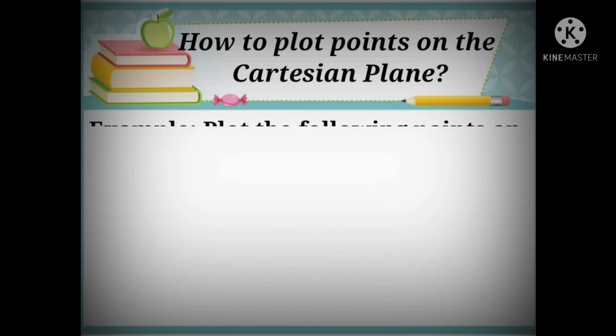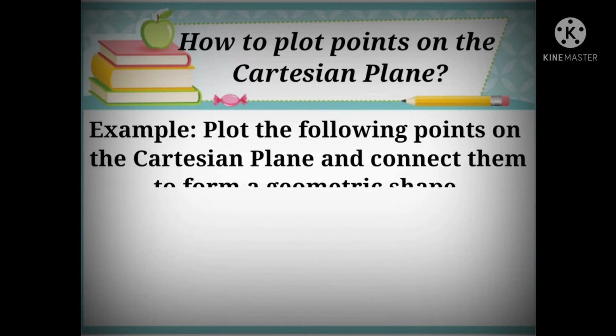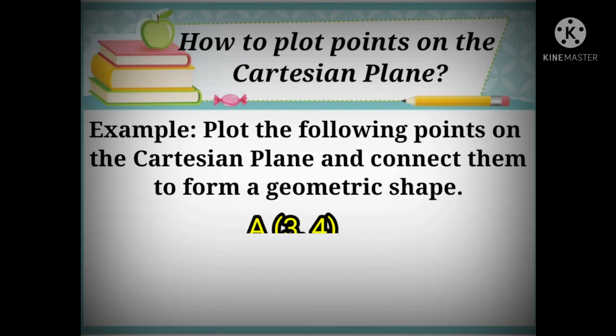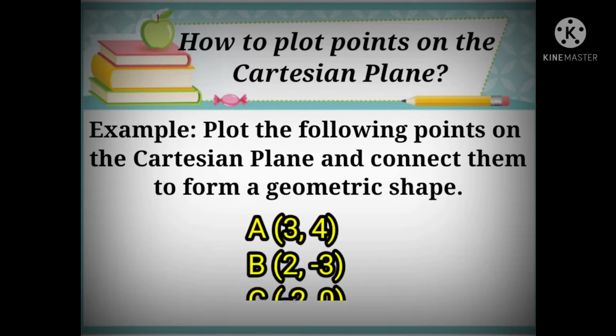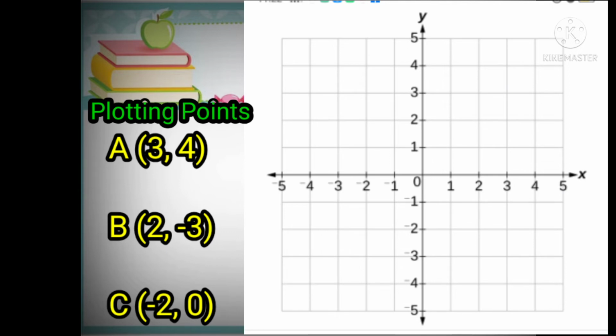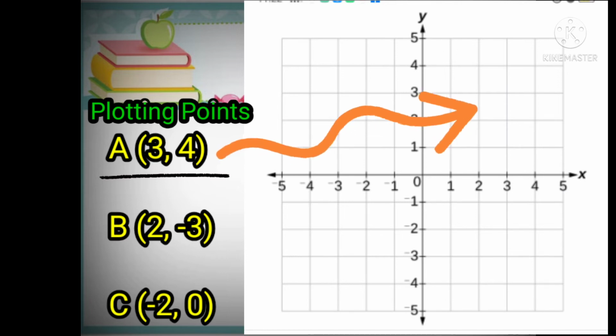Let's have an example. Plot the following points on the Cartesian plane and connect them to form a geometric shape. Point A is (3, 4), point B is (2, -3), and point C is (-2, 0). If this is our Cartesian plane, the center is the origin, which is also our starting point in plotting or locating points on the Cartesian plane. Point A, which is (3, 4), is located in quadrant 1 because the signs of the first and second coordinates are both positive. Let's check.